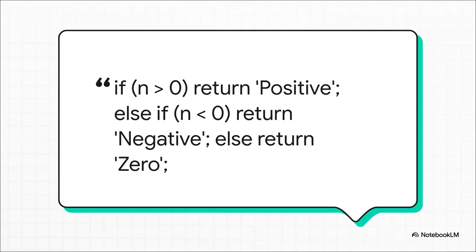Here's that conditional logic in action. The function first checks, is this number greater than 0? If it is, boom, we're done. We return positive. If not, the code flows down to the next check. Okay, well, is it less than 0? If that's also false, there's only one possibility left. It must be 0. It's a simple, logical waterfall.